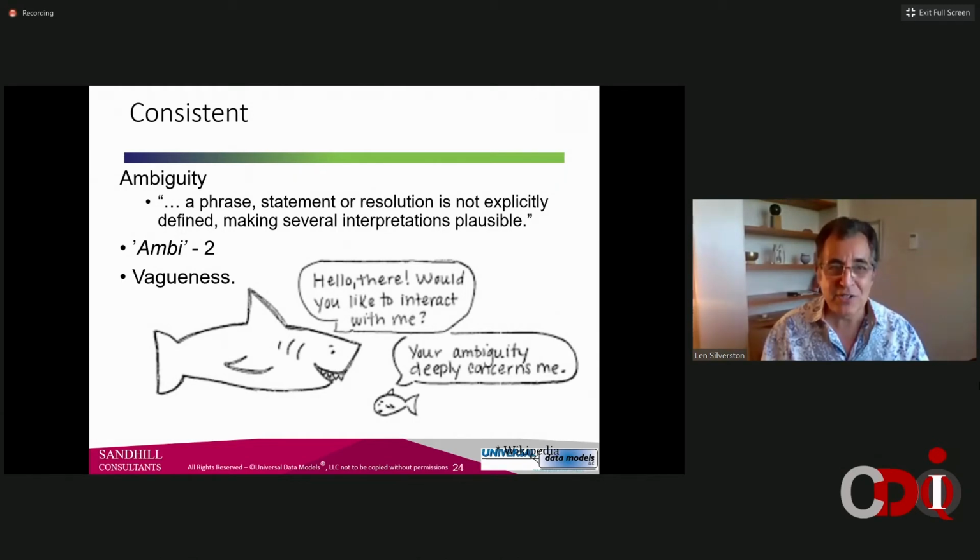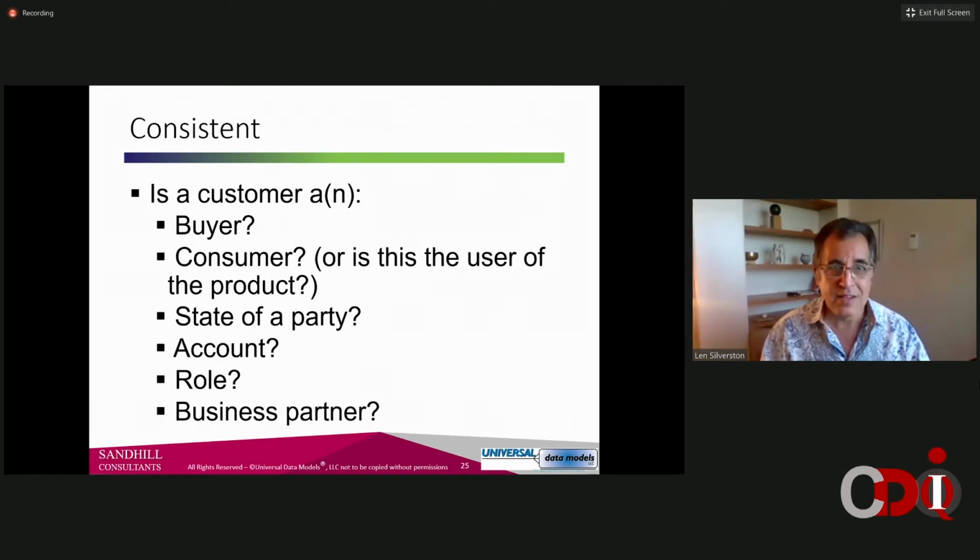So the idea of having consistent, non-ambiguous definitions is key. Is a customer a buyer, a consumer? Is it the state? Is it an account? A lot of times we use the word account. Oh, this is my account. This is someone's account. And then wait a minute, are you talking about the account that they have in accounting? Are you talking about an account as in this is where all the transactions that they're storing things in, your customer account?